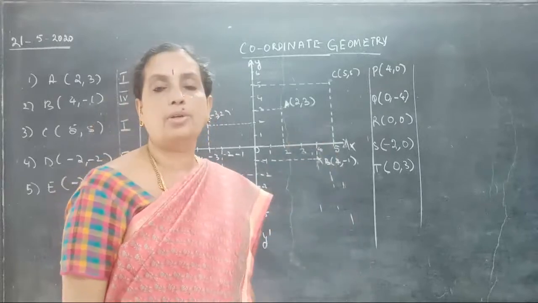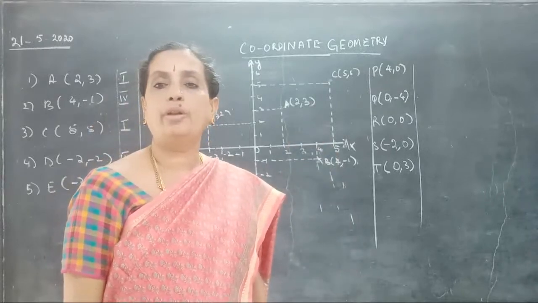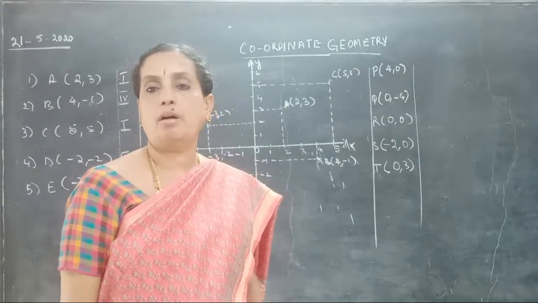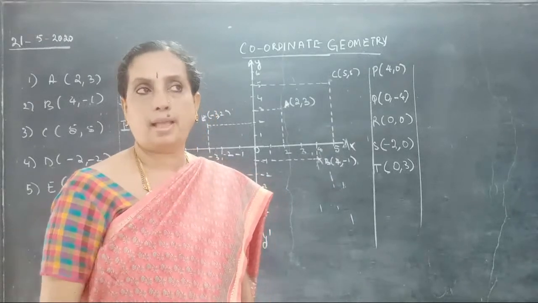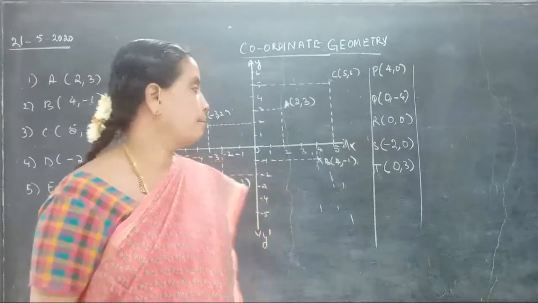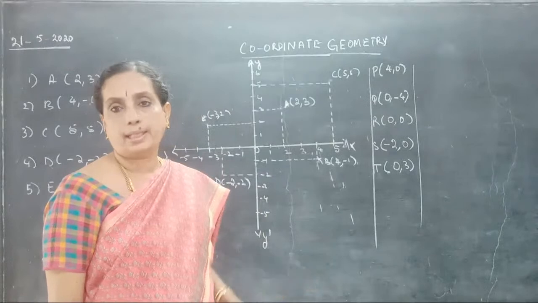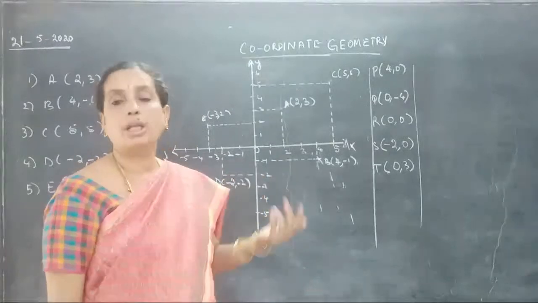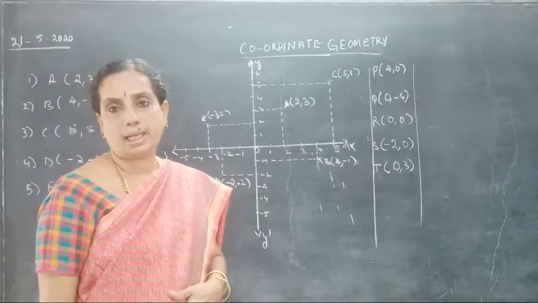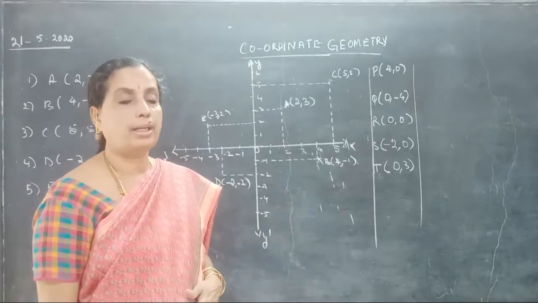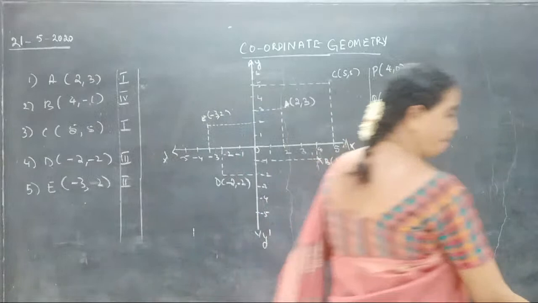Then 0 comma 0 is at the origin. Origin is the point of intersection of the two axes. Then minus 2, 0 is on the negative x-axis, and 0, 3 is on the positive y-axis. Now it is clear. Let us plot these points on a Cartesian plane.